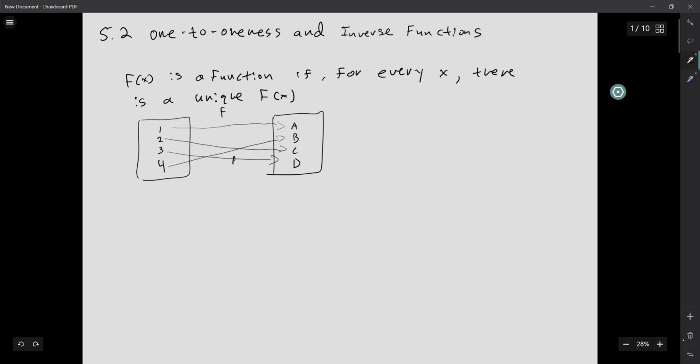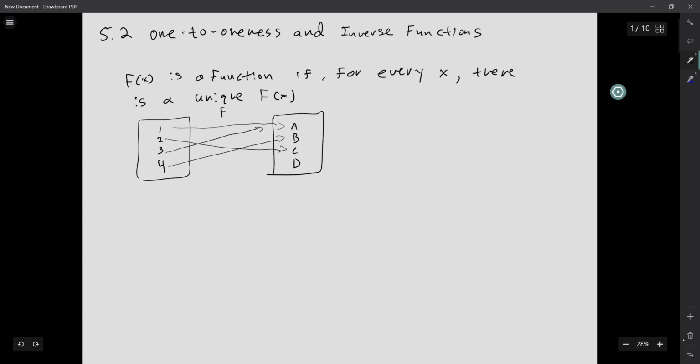Or I could even have 3 to A. The point is that for every number on the left, if I plug it into the function, I can only get one thing on the right.